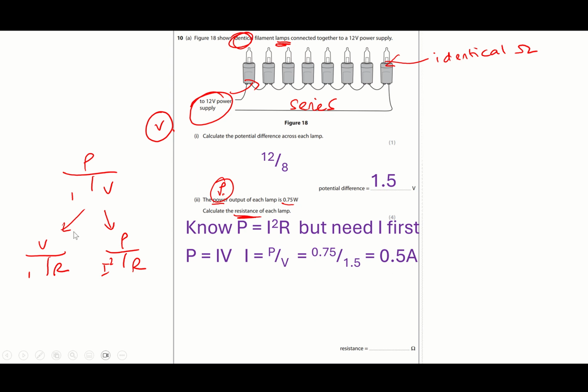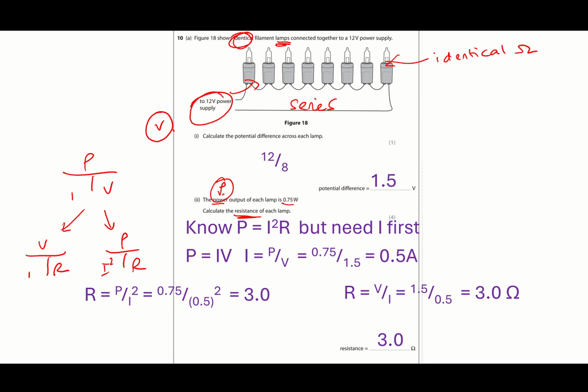And then it's pick which one of these, all right, because either one has R in it, so I can use it. And you'll see it gives the same answer anyway. So R equals P over I squared, perfect, 3. R equals V over I, Ohm's law, 3. Does not matter which of those I pick. Answer 3. Go on to the next one.